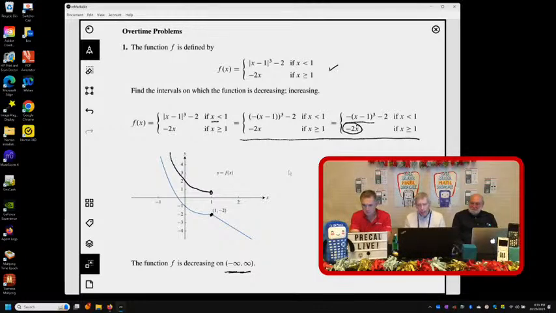I believe the answer to that is yes, and the justification is that that's just the definition of what it means for a function to be decreasing.